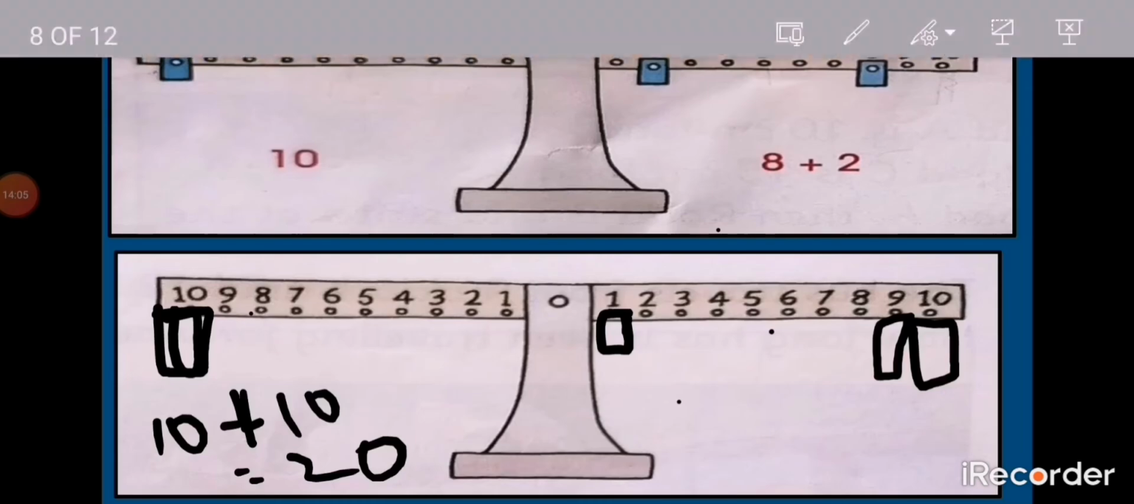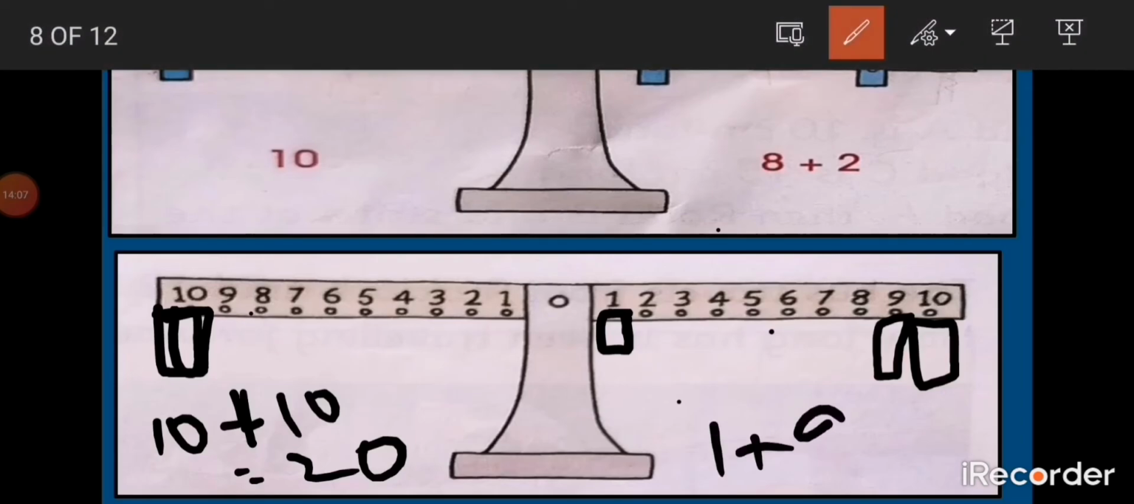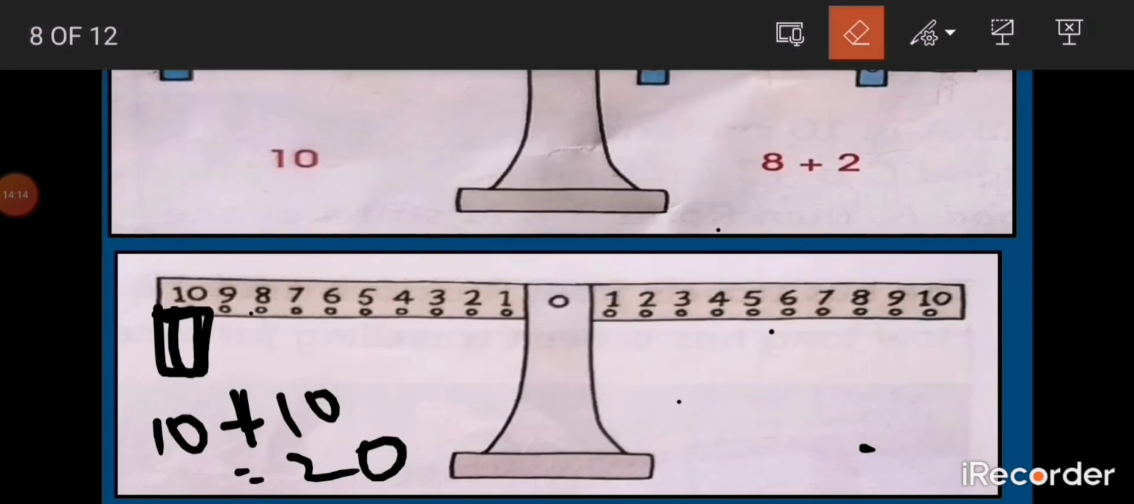1, 9 and 10. And you can write it that way, 1 plus 9 plus 10, or 10 plus 9 plus 1. You can arrange them as you want. So there are lots of options. We can go for some options only.